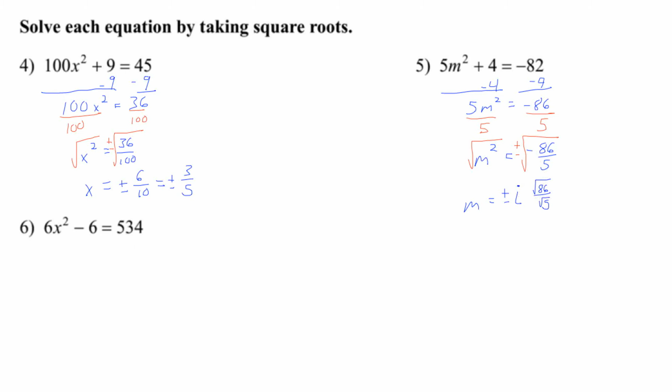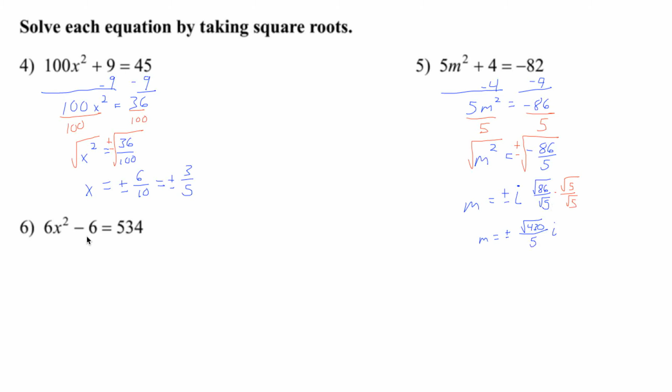And we're not supposed to leave a radical in the denominator, so we'll multiply both the top and bottom, which we'll see a little bit later, simplifying radicals on this review. Multiply top and bottom by the square root of 5, and we get our answer for m. So we can put plus or minus. Oftentimes we put the i afterwards, so we'll do this. This is square root of 430. 86 times 5 is 430 over root 5 times root 5 is just 5, and we have an i. So there's our answer for that one.